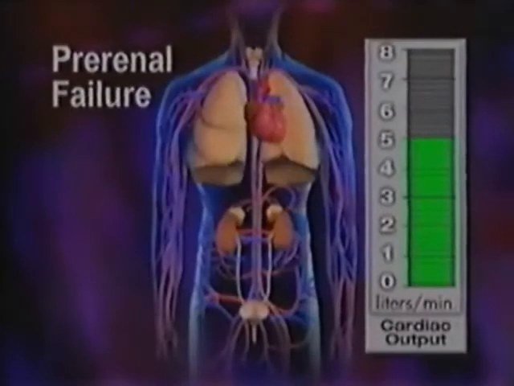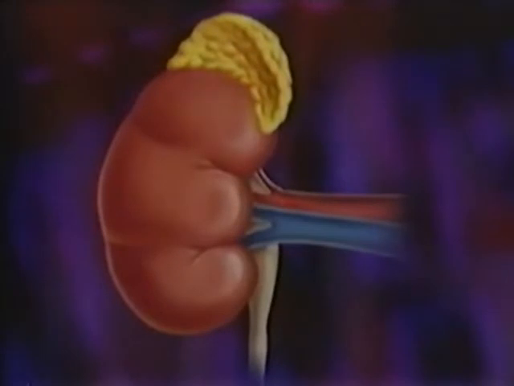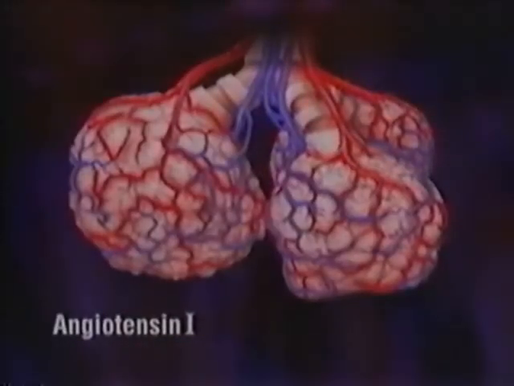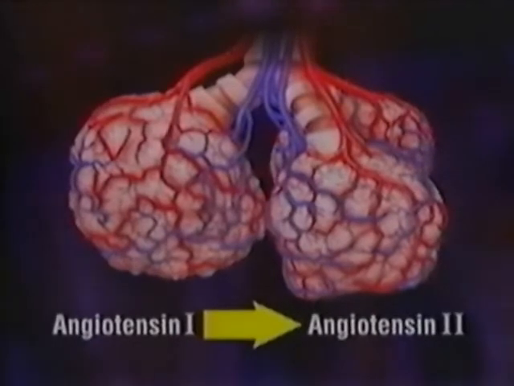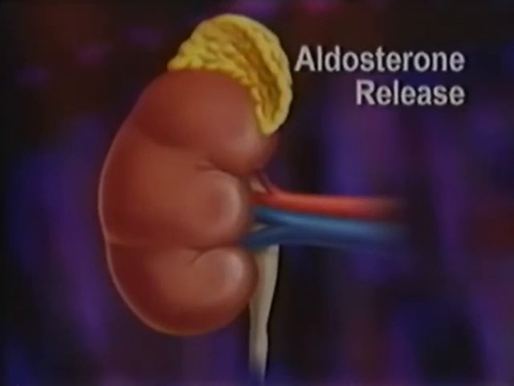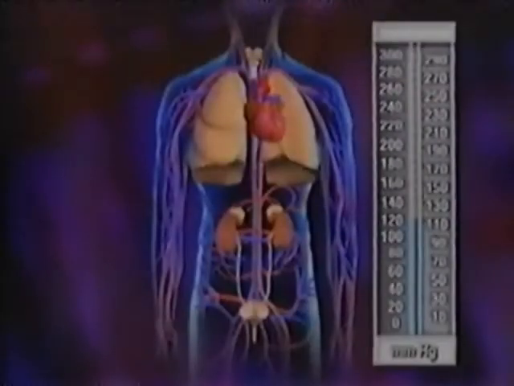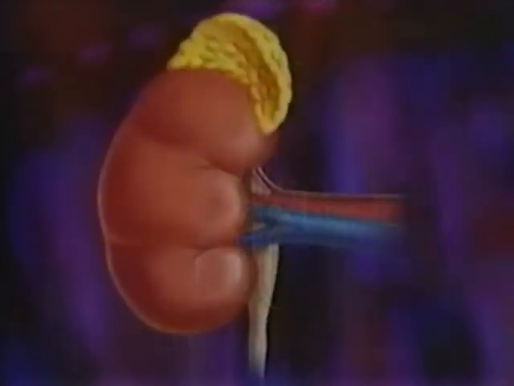In prerenal failure, blood flow to the kidneys is reduced or interrupted. This typically occurs when cardiac output falls below normal, such as in heart failure. When blood flow is reduced, the kidneys try to compensate by releasing renin. This hormone triggers the conversion of angiotensin 1 to angiotensin 2 in the lungs and kidneys, and the secretion of aldosterone from the adrenal cortex. Together, these substances constrict the arteries and raise intravascular volume, which raises the blood pressure and improves blood flow to the kidneys. However, if this compensation isn't sufficient, blood flow to the kidneys eventually decreases and may cause ischemia.